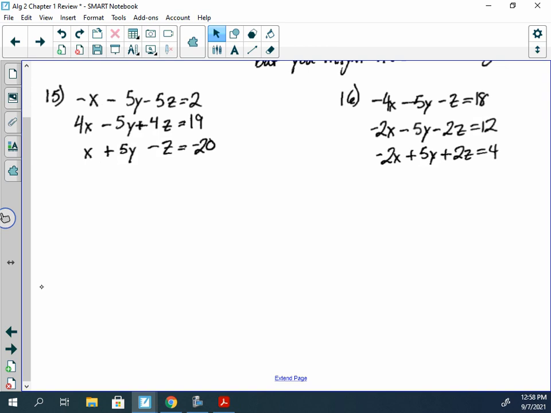Why would we pick y? It's all the same, right? Because it's 5y, 5y, and 5y. They're all the same. I don't have to change any of the equations, no matter which one I pick, for the y values to have the same number in front.